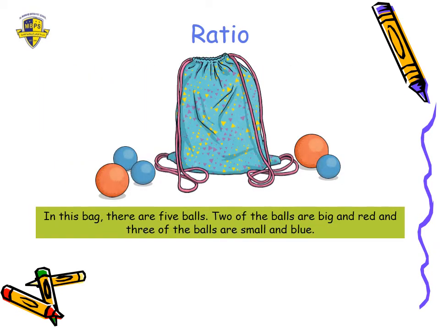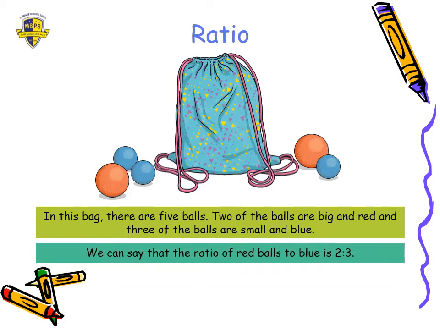Okay, all of us now we can see this bag. Inside this bag we have balls. Can you tell me how many are blue? Excellent, 3. And how many are red? Good, 2. Now let's write the ratio of red balls to blue balls. Red balls, how many red? 2. How many blue? 3. Excellent. So here the ratio of red balls to blue balls is 2 to 3.